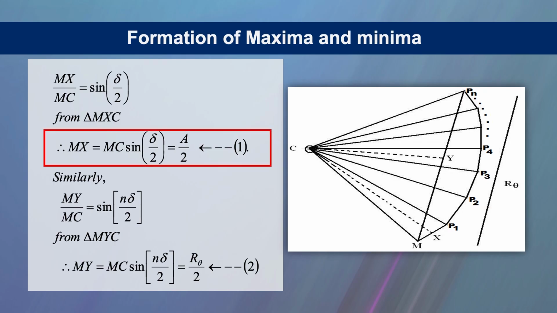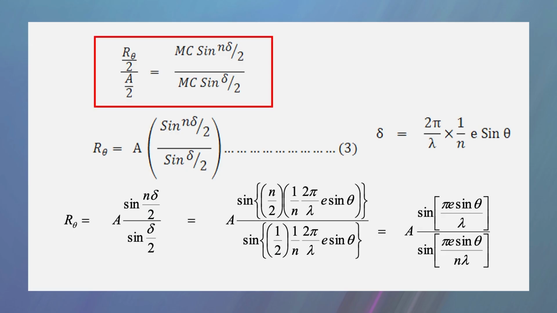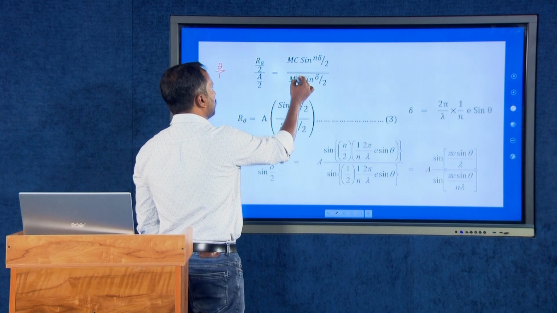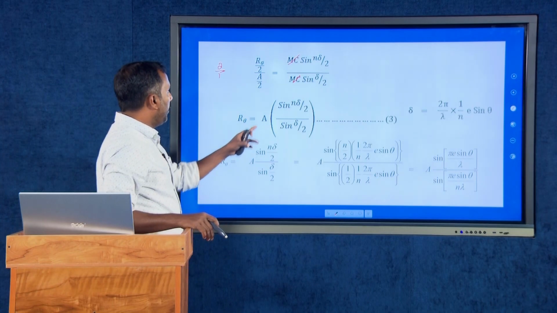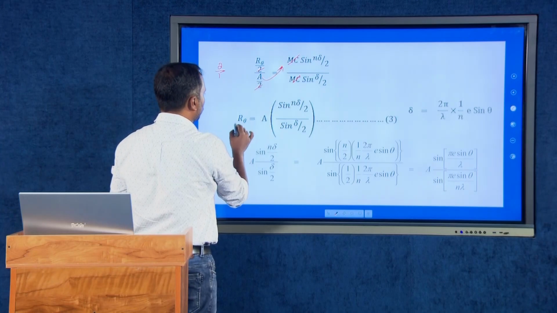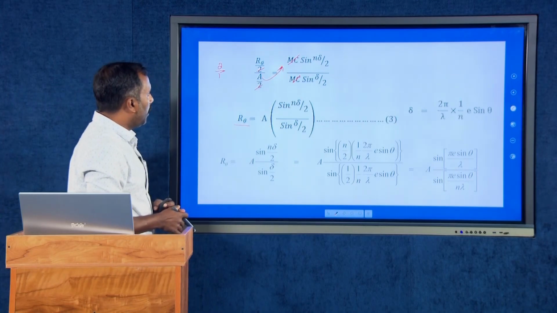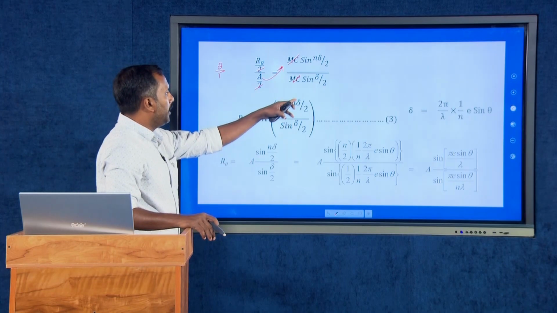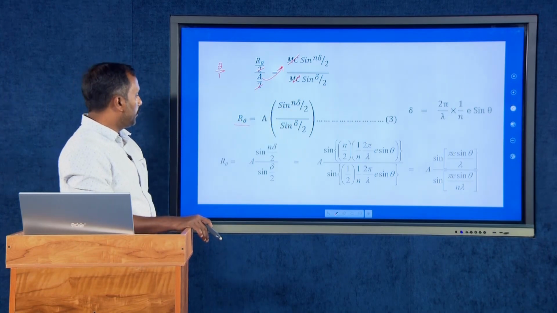Now these two equations, equation number 1 and equation number 2, I am dividing as 2 by 1. So this will be R theta divided by 2, divided by a by 2 on the left hand side, and on the right hand side we will have MC sin n delta by 2 divided by MC sin delta by 2. Here MC and MC get cancelled out, then 2 and 2 get cancelled out, a comes this way, and so the resultant amplitude R theta is equal to a into sin n delta by 2 divided by sin delta by 2.